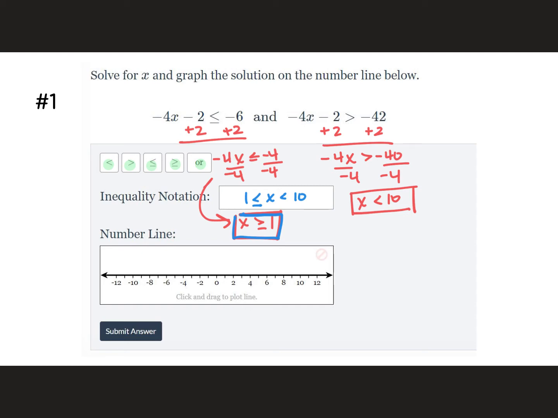On the number line, you can refer to the video to remind you how to graph these, but what you would do is click on 1, and then you would drag and the line would create itself until you got to 10, and you click on the 10. Then when you tap the circles, it'll toggle them to be open or closed. So they'll both be closed. Tap it again, and then it will be an open circle.